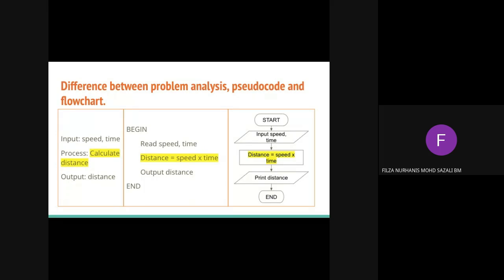Okay? Be very careful when you're writing problem analysis and pseudocode and flowchart. Because some of you guys tulis general je dekat pseudocode. And some of you guys tulis generally distance, calculate distance dekat flowchart. So this is the differences lah you can say. For problem analysis, calculate distance, generally je. For pseudocode, you tulis distance equals to speed times. And then flowchart, tulis juga formula. Alright?